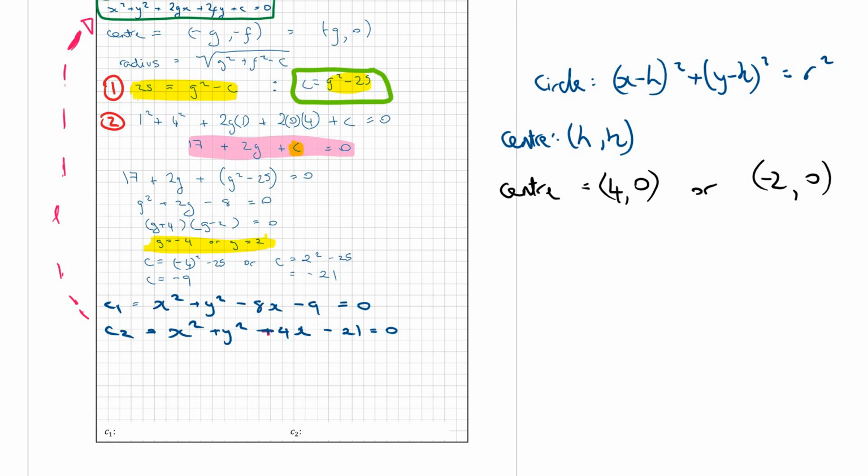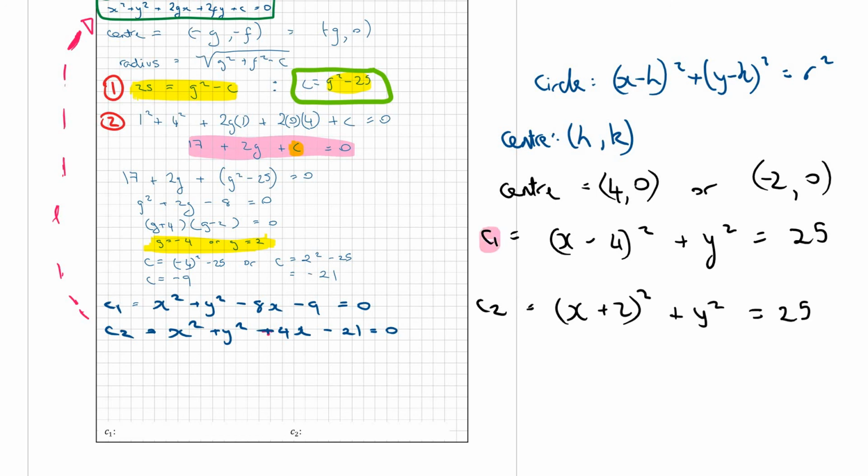Because, remember what we said, the center could be written as minus g, minus f. If g was minus 4, then minus g is plus 4. So circle 1 would then be equal to x minus 4 squared plus y minus 0 squared, because we know that the other value of the center is 0. That's k. So that's plus y squared equals our radius squared, which is 25. Or the other circle will be x plus 2 squared.